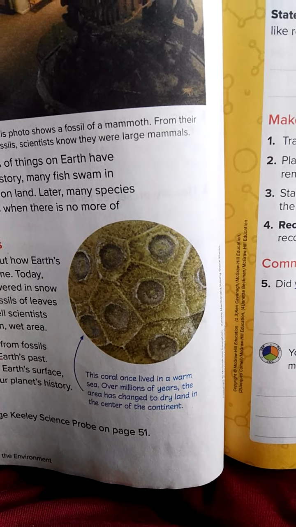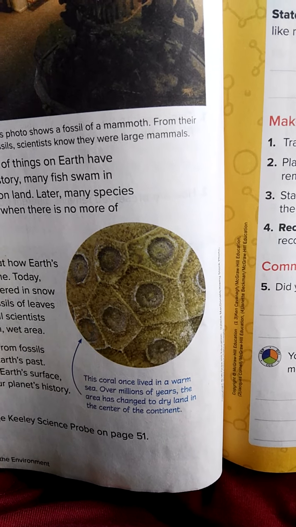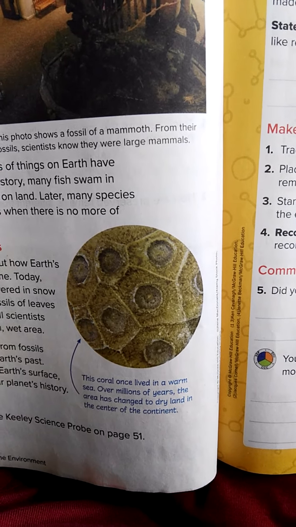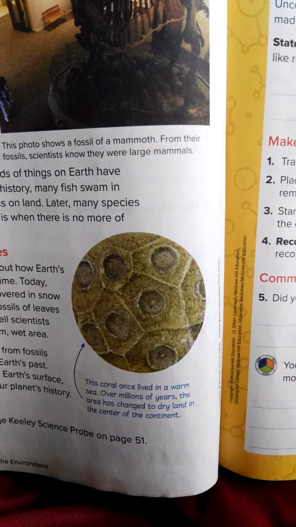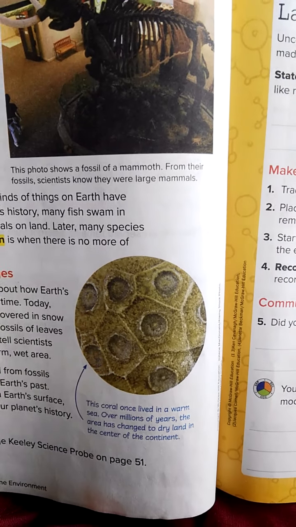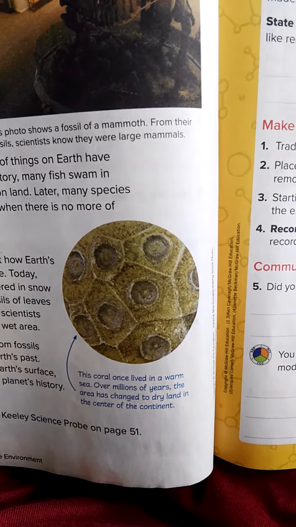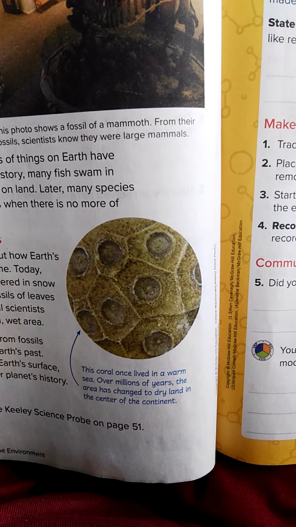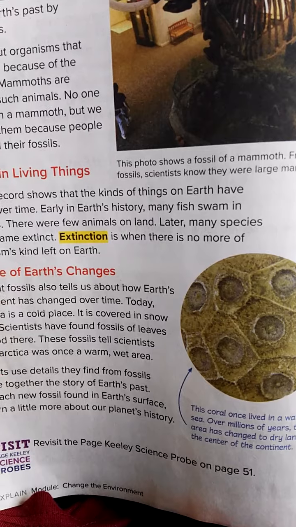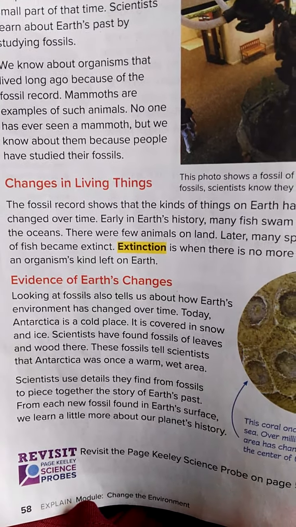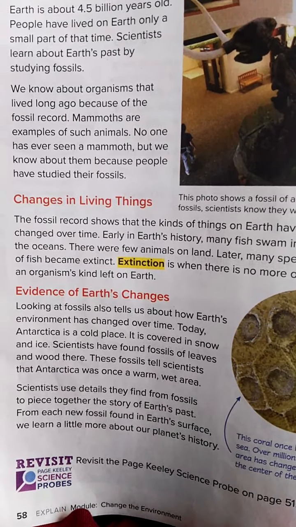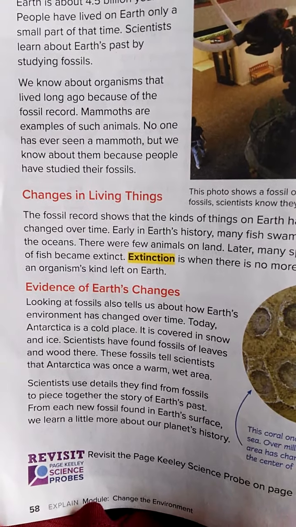When the land dried, many fossils were left, and we knew that this kind of coral used to live there, so we can tell that once long ago, the land was covered with water. And area has changed to dry land in the center of the continent. So we can tell from the fossils found of fish in dry land now that this land used to be an ocean or water.